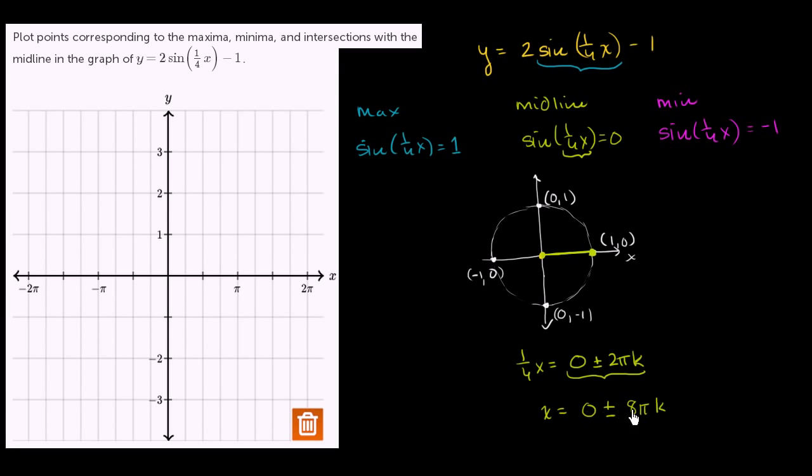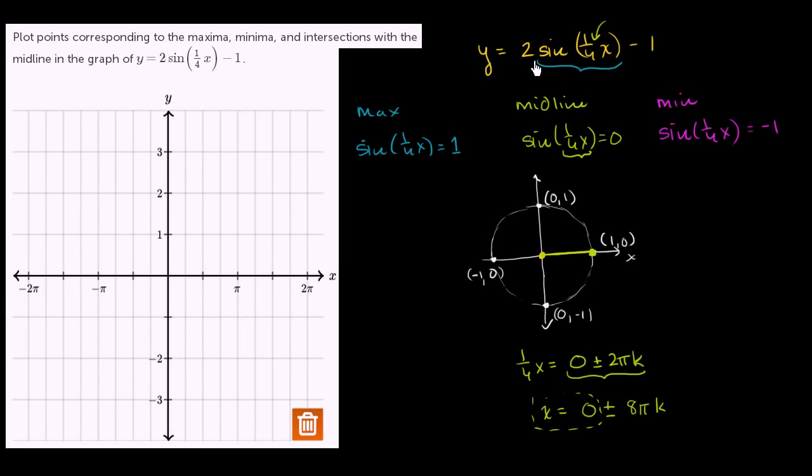Why? Because when you input any of these x values there, you multiply it by 1/4, you evaluate sine there, then this whole expression is going to be 0. We're going to hit the midline y equals -1. So let's just go with the simplest one. Let's just go with x equals 0.